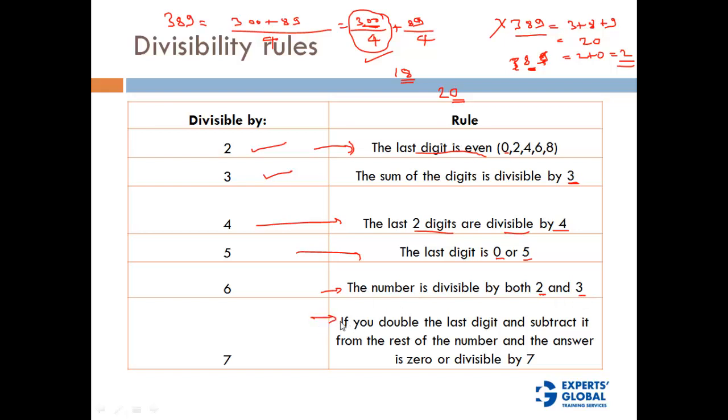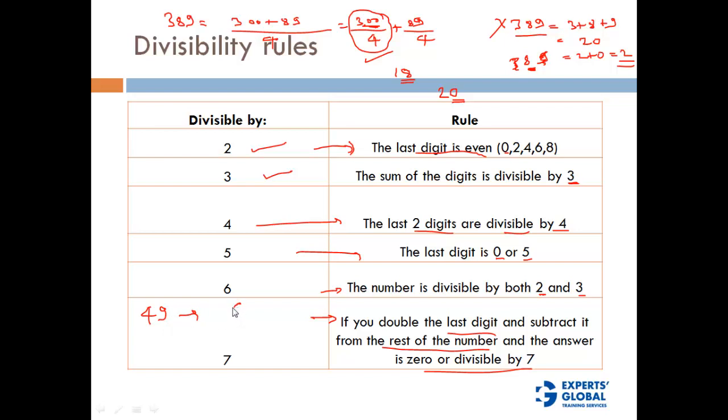Look at this one now. This is pretty interesting. What it says is, in order to decide divisibility by 7, you double the last digit and subtract it from the rest of the number, and if the answer is 0 or divisible by 7, the original number is divisible by 7. Let's take an example, say 49. We already know 49 is a multiple of 7, so this method should give us the same result.